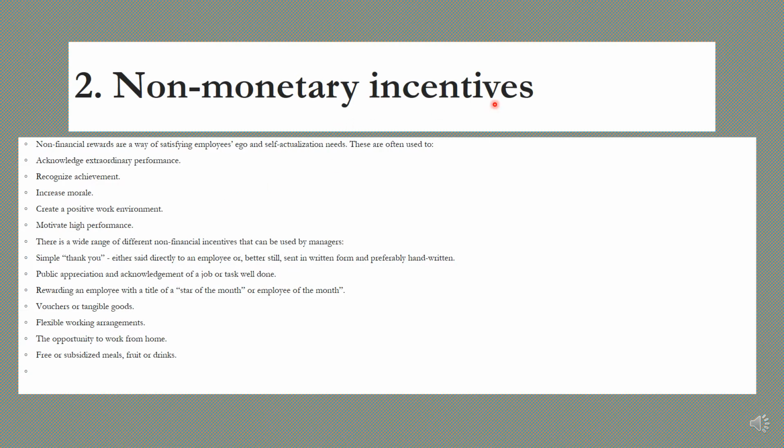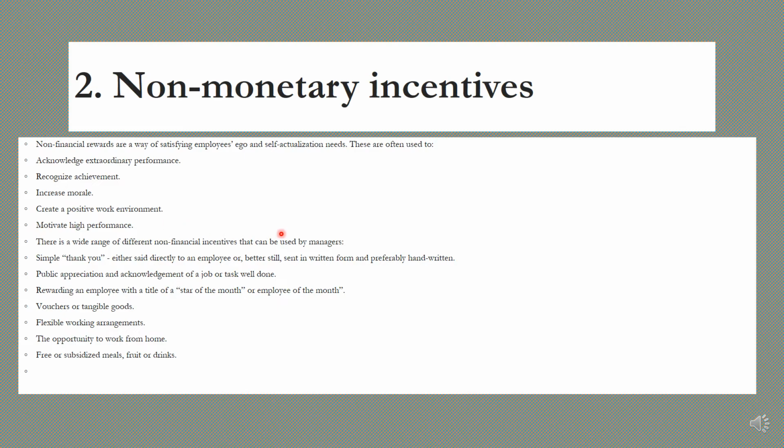Then we come to non monetary incentives. What are non monetary incentives? They are non financial rewards by way of satisfying employees' ego and self actualization needs. So these are often used to acknowledge extraordinary performance. If someone has done something really extraordinary, then maybe an award or a reward of some money, or not money, but let us say a trip to some other country, or a family dinner, or something like that. So it may be given for extraordinary performance and recognizing achievements, and to increase the morale and create a positive work environment. So it actually motivates the employees for higher performance.